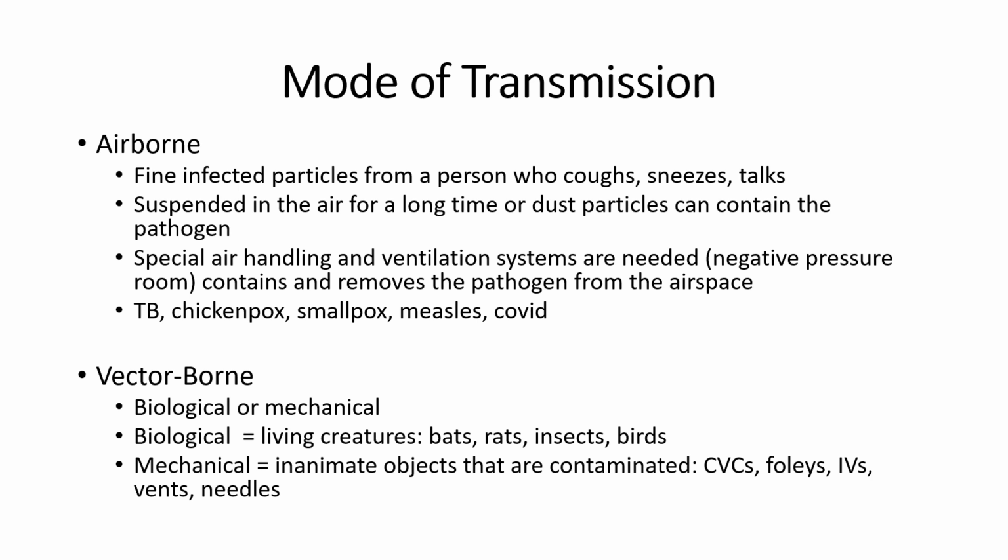And then there's vector-borne. This can be either biological or mechanical ways to spread infection. Biological means it is transmitted via living creatures: bats, rats, insects, and birds. And then mechanical is typically inanimate objects that are contaminated, possibly indwelling lines that can be contaminated, meaning a lot of healthcare acquired infections may come from mechanical vector-borne transmission. Central lines, Foleys, IVs, ventilators, even needle sticks that have been infected by someone else.